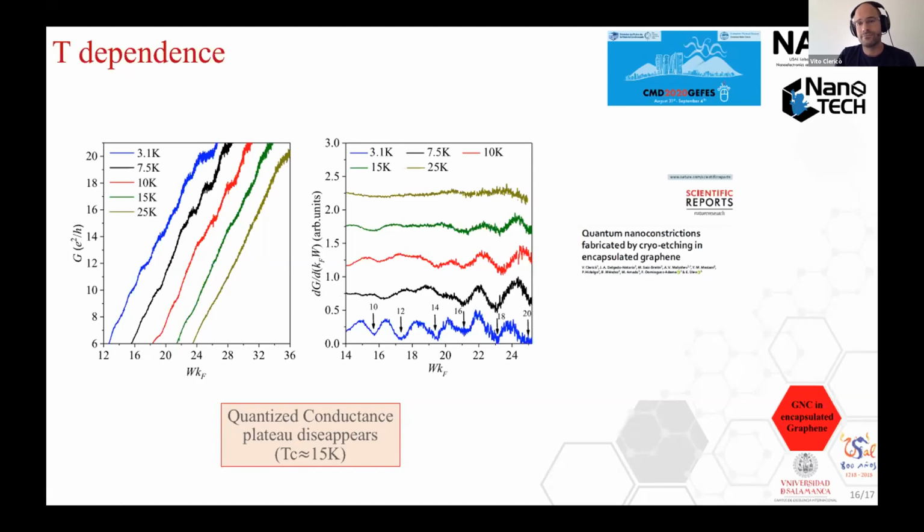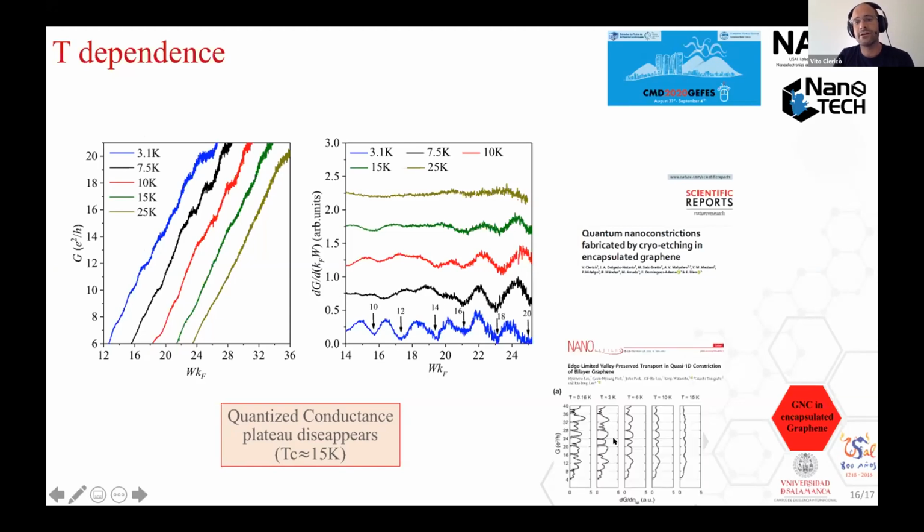In this work, we always worked with single layer graphene, but this was also obtained with bilayer graphene. In fact, in this work, for example, they found more or less the same critical temperature.